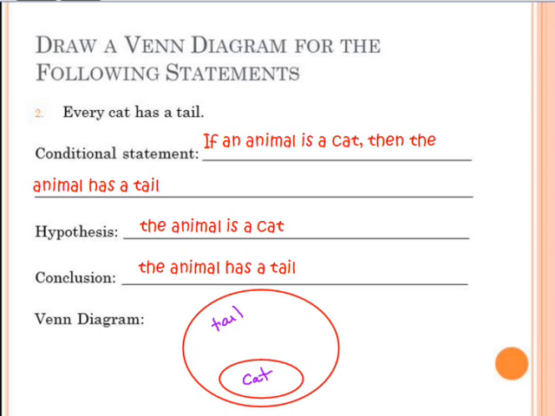And look, if you want to be a little more specific and you want to write like has a tail, perfect. But we don't have to write out every word. It'll get crowded in there really fast.